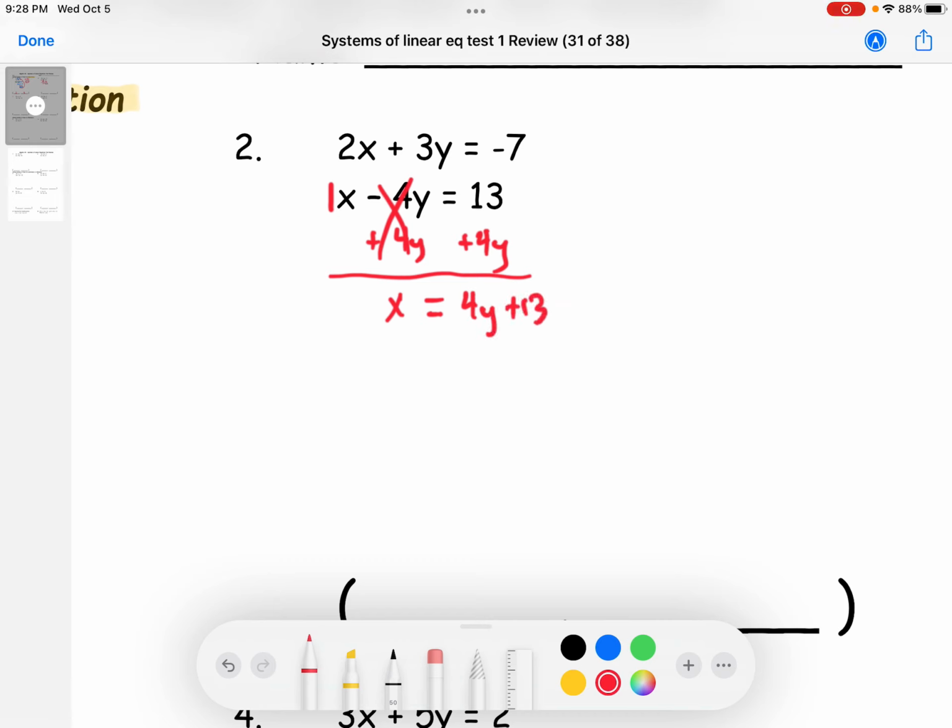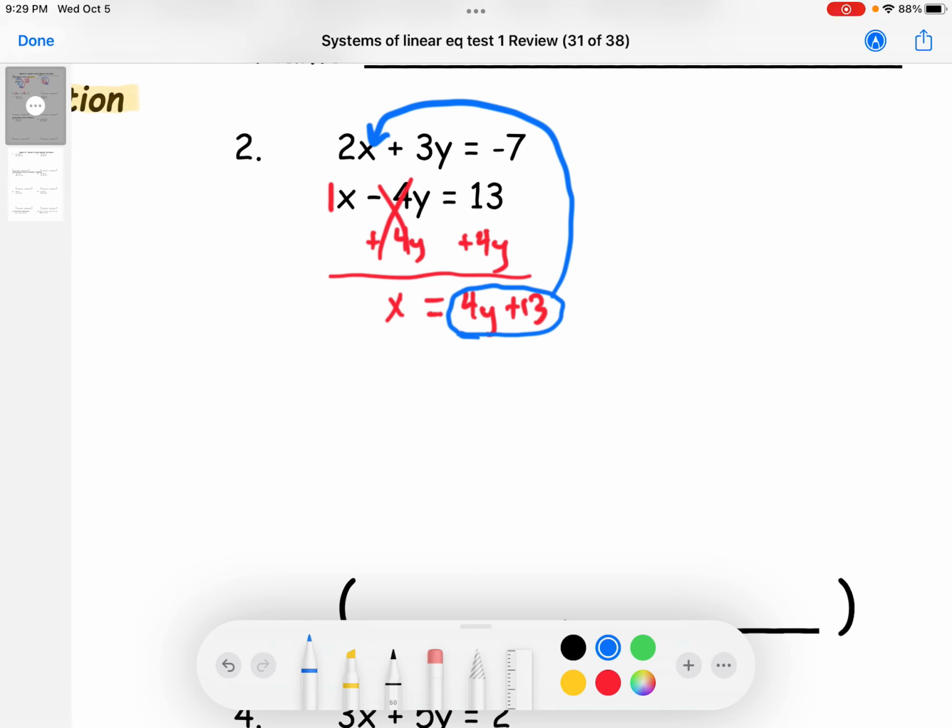Remember that those two things are not like terms. So just like the offspring said, you've got to keep them separated, okay? If they're not like terms, you've got to keep them separated. So that means we've got positive 4y and positive 13 as two separate terms. But now what I can do is take this thing right here and substitute it in place of x in our top equation right there.